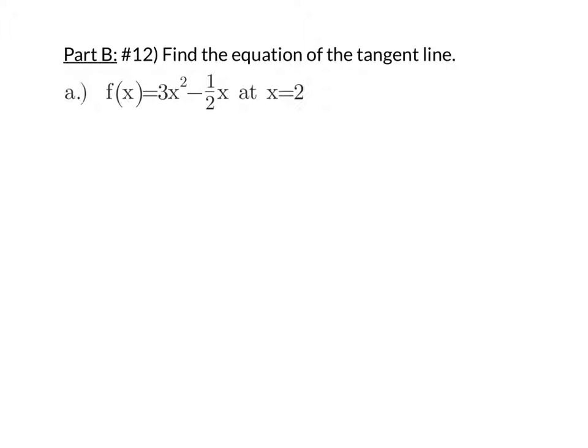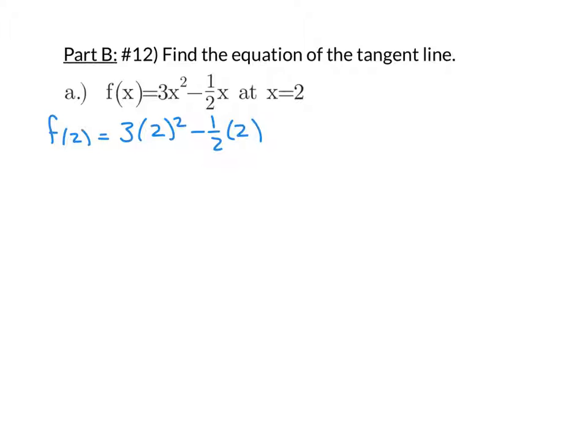In problem number 12, we're asked to find the equation of the line tangent to the function at the given x value. In order to find the equation of a line, there's two things we need, and that's a point and a slope. First, to find the point, all we have to do is plug the x value into the function. So we'll have 3 times x squared minus 1/2 x when x is 2.